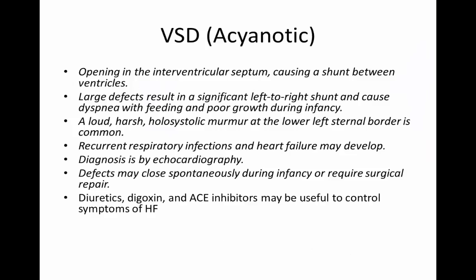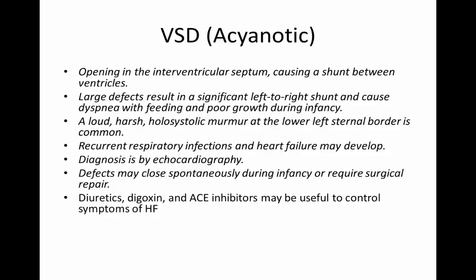Now, ventricular septal defect is an opening in the interventricular septum. Now, it's not in the atrium, it's in the ventricles, causing a shunt between the ventricles. You also have a classification here. It could be perimembranous, trabecular, subpulmonary or inlet. Perimembranous is the most common. It's 70 to 80% of the defects in the ventricle. It's very close to the tricuspid valve.